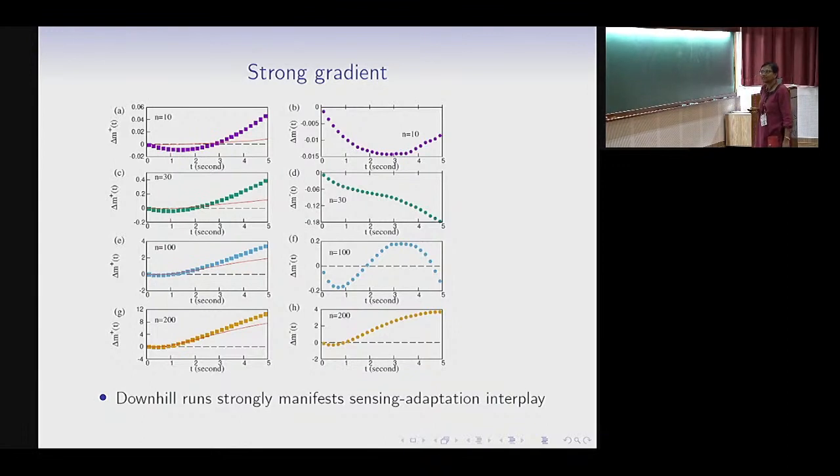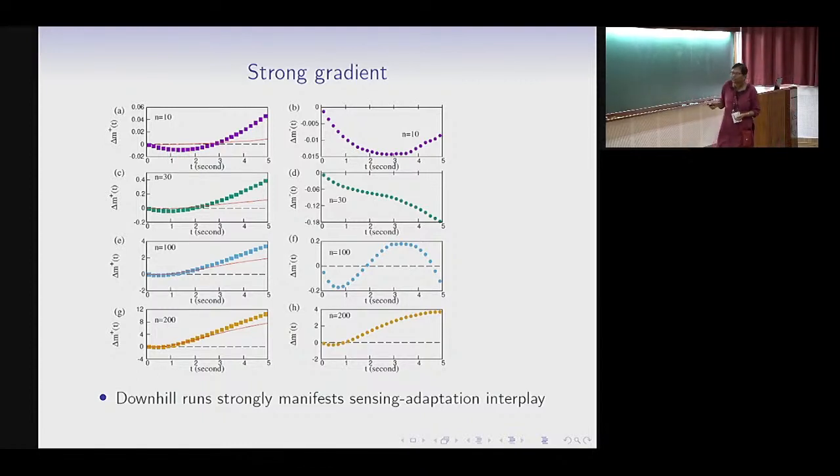This is the data for strong gradient. I will not explain everything here because I don't have enough time for that. I just wanted to show this to convince you how non-trivial the methylation dynamics can be. Particularly, if you look at the uphill runs, it is still qualitatively similar to what you had seen earlier for the big gradient case. But the downhill runs, depending on the cluster size, are completely different. They look nothing similar to each other.